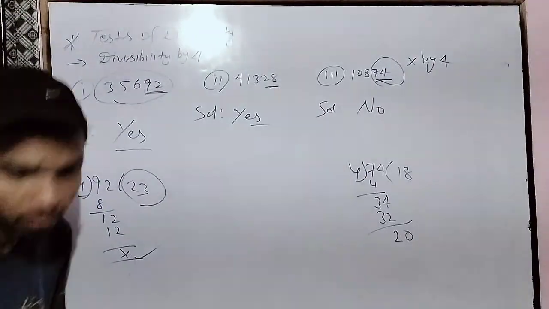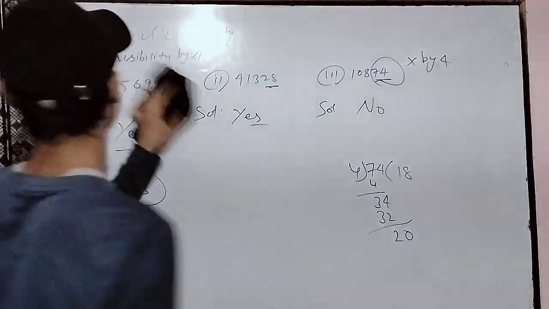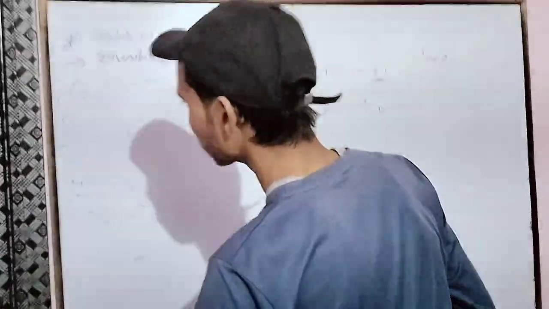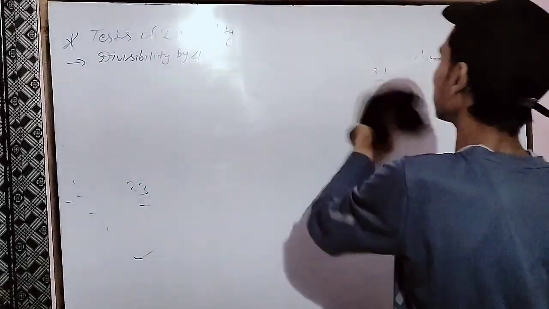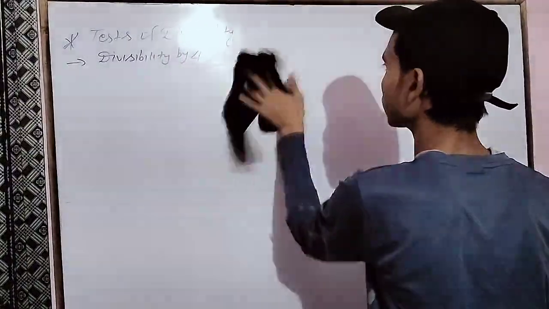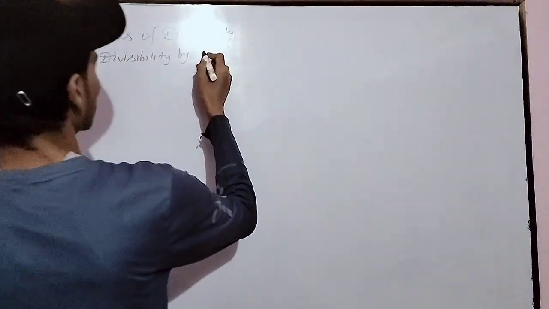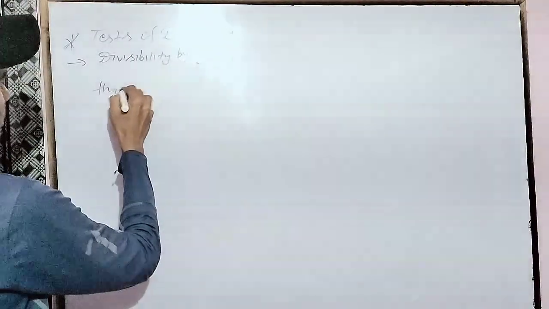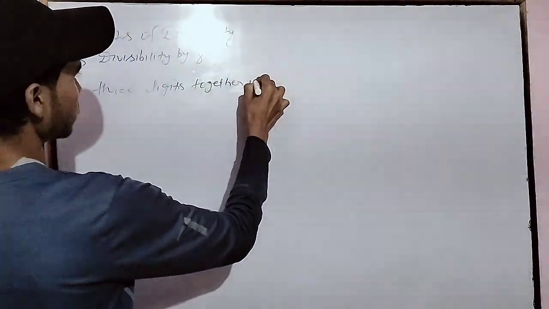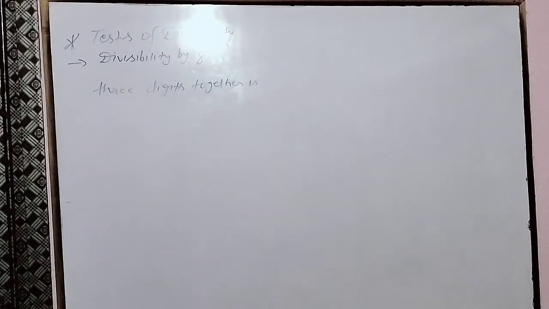Now next. Divisibility by 8. It says that if the last 3 digits together are divisible by 8, then the whole number will be divisible by 8. Let's take some numbers and see.